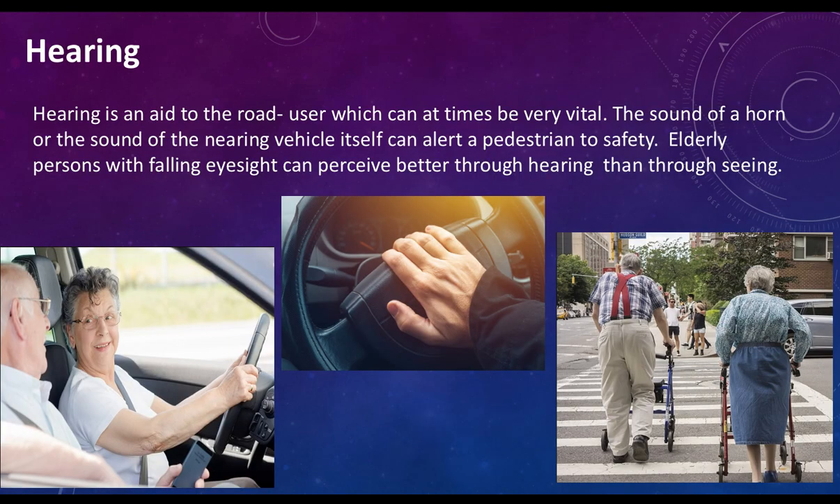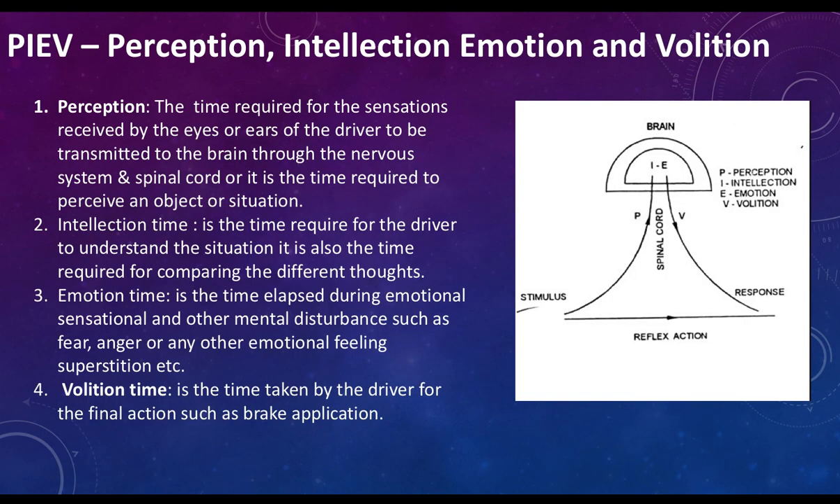Coming to hearing, what is this? It's our capability to listen to sounds. Some pedestrians are very old and cannot see clearly, so they take decisions by hearing. If they can hear the horn clearly, they can be alerted. So using the horn you can alert people who have weak vision or failing eyesight.